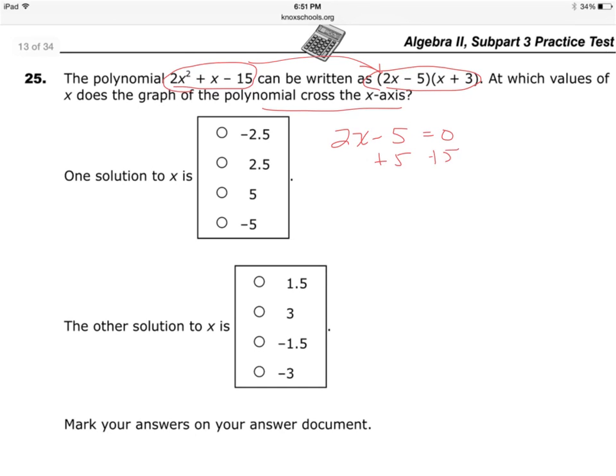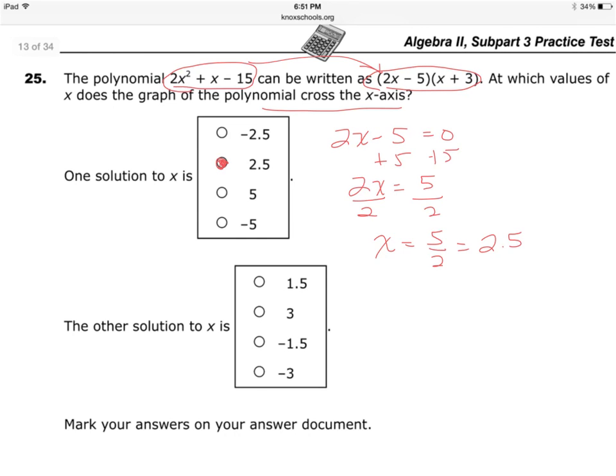So I want to add 5 to both sides. That gives me 2x equals 5. And then I'm going to divide by 2. So that gives me x equals 5 halves. Or if I write that in decimal form, that'd be 2.5. So that is one of my answers. So I want to make sure I bubble that in on my answer sheet.